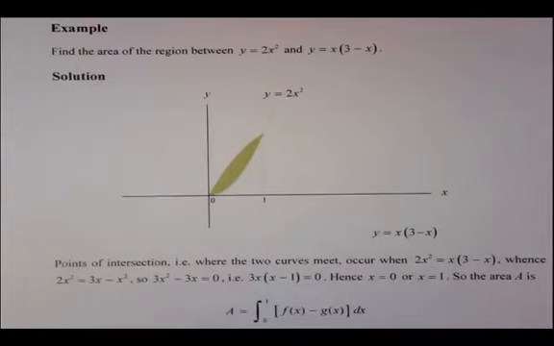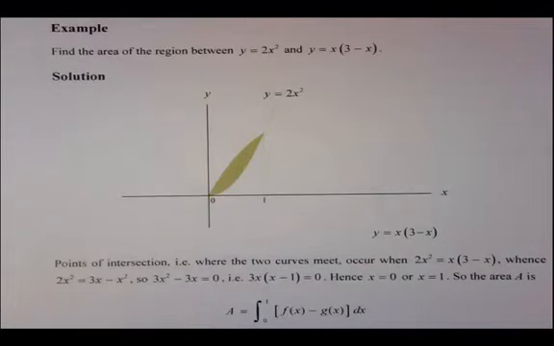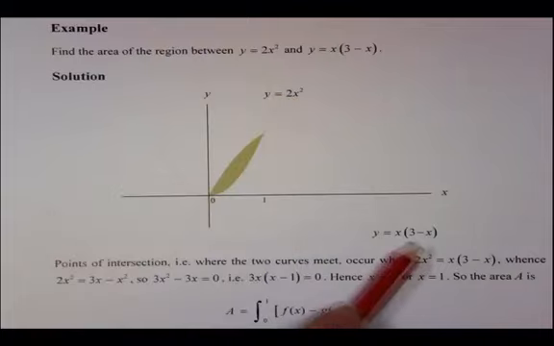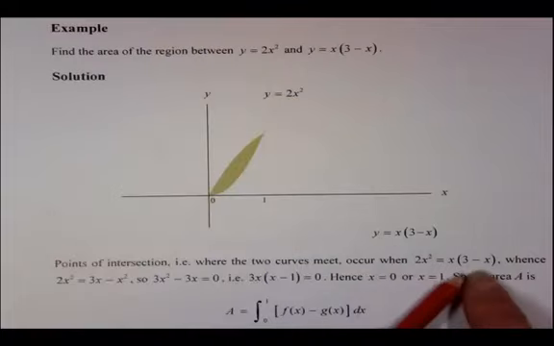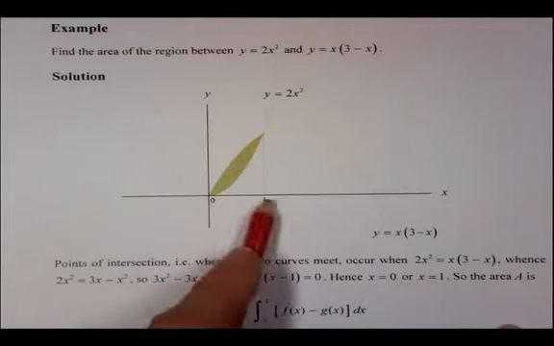Well, firstly, we need to find out what that region is. It's labelled on the graph, but if you're just given the curves, you'll have to find when these two intersect. So the point of intersection, where the two curves meet, is when 2x squared equals x times (3 minus x). If you expand that out and tidy things up, you'll get 3x times (x minus 1) equals 0. That has two roots, when x equals 0 and x equals 1. So the two curves meet when x equals 0 and when x equals 1.